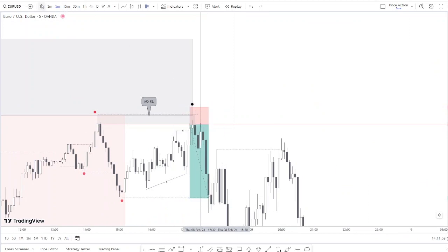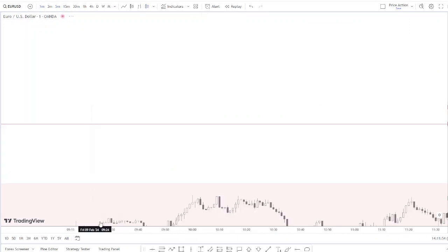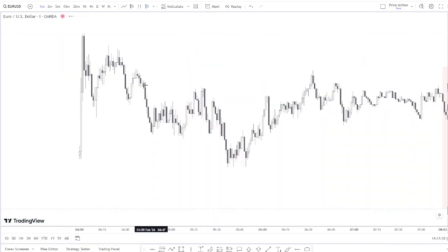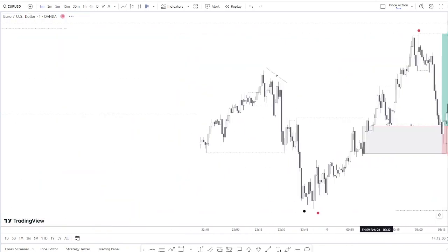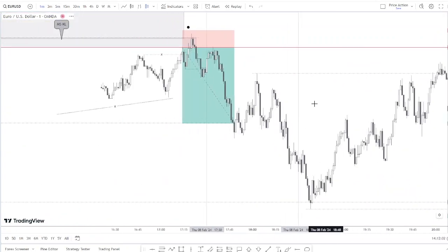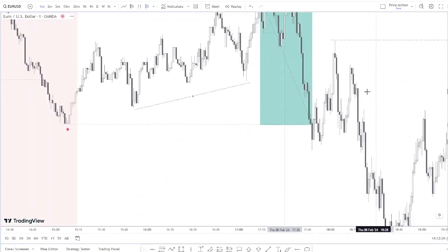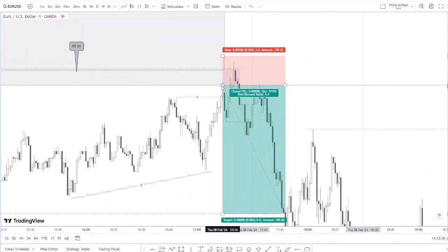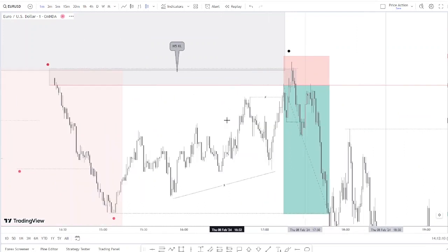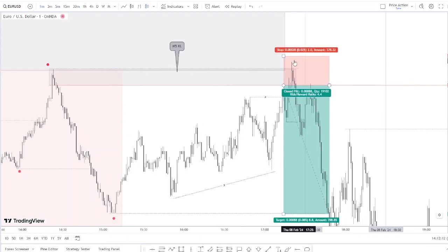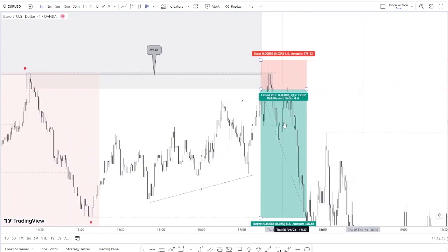So that was my entry with a 2 pip stop loss. With the 2 pip stop loss, I entered there. Then price took out this low, but it also took out this high. It almost took me out. So I saw this as a range.